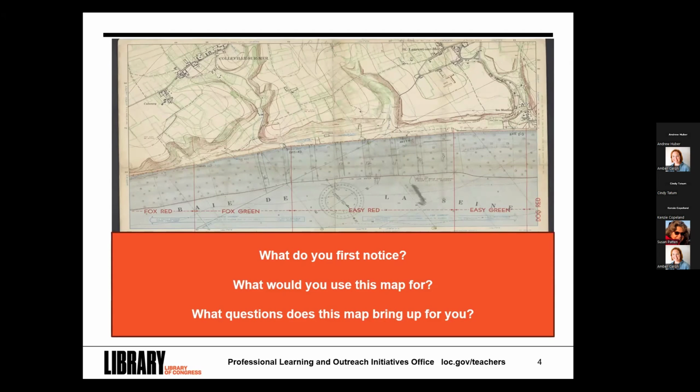Okay. And then what would you use this map for? What information is the map giving you that you could make use of? And finally, what questions does the map bring up for you? What are you wondering as you look at this map? Now, let's take a look at the map with more information, okay?